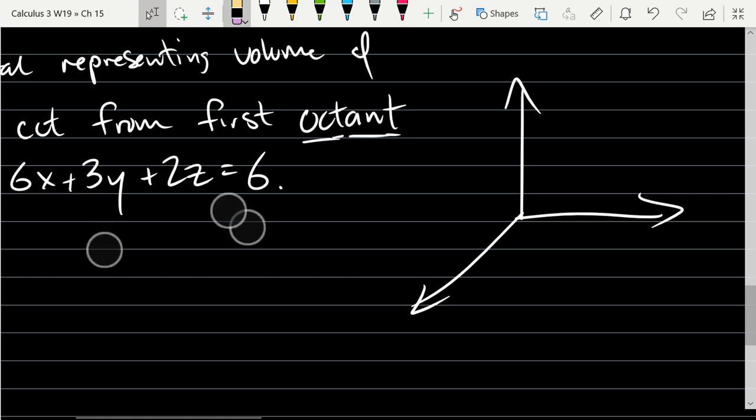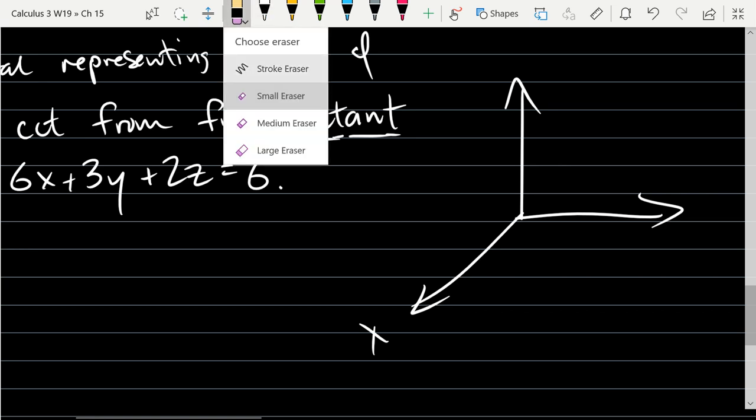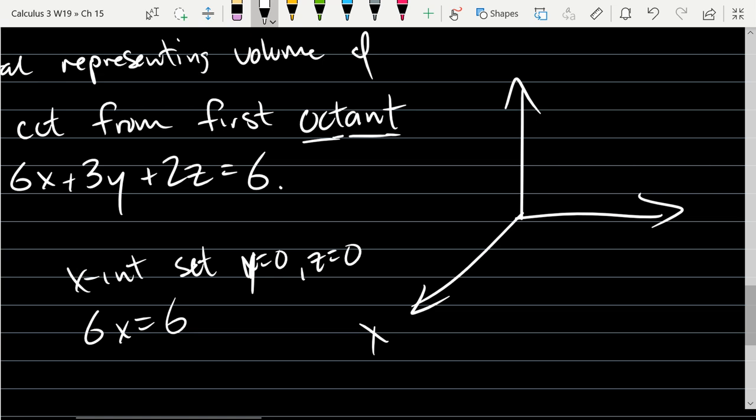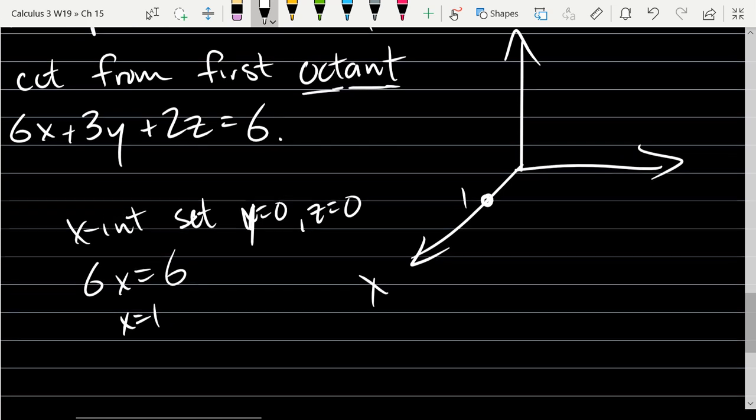So let's do the x-axis intercept first. What do I set equal to 0 to be on the x-axis? What coordinates are 0 when I'm on the x-axis? Y and z. It's the other 2 coordinates. So y is 0, z is 0, so x equals 1. That would be the point (1, 0, 0).